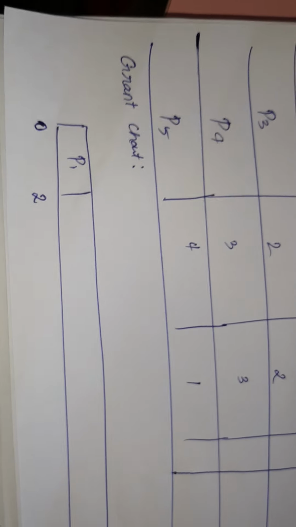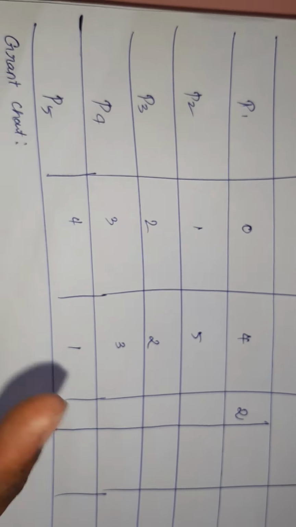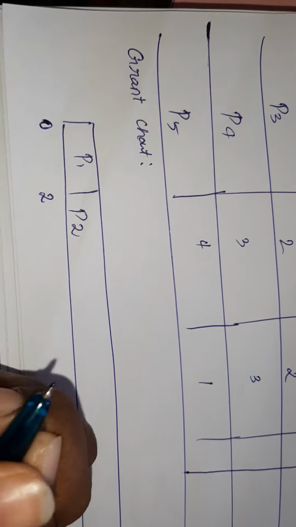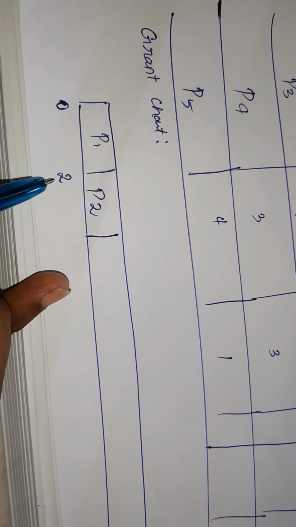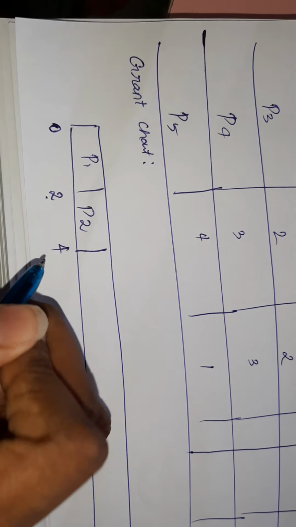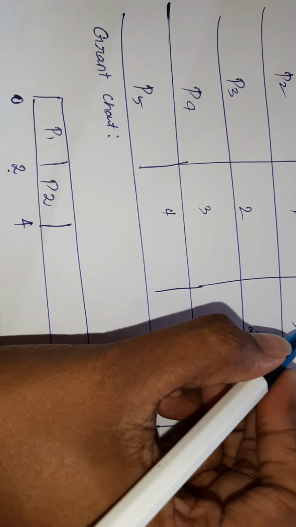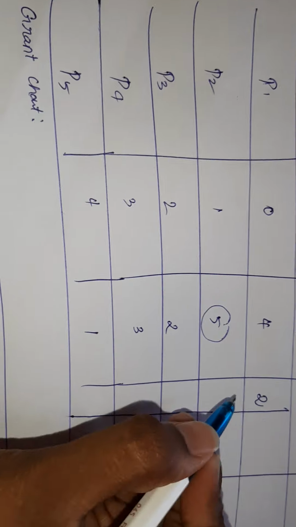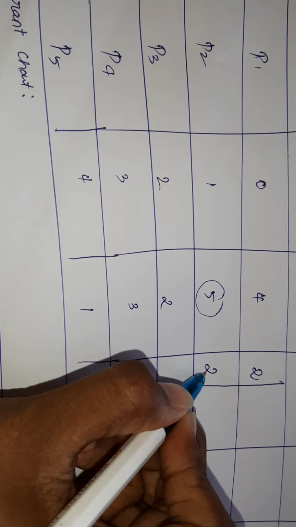Next, of course, the next process is P2. So, P2 will come. P2 gets the next 2 seconds. 2 plus 2, that is 4 seconds. So, what will happen? It needs 5 seconds in total, but it completed only up to 2 seconds.